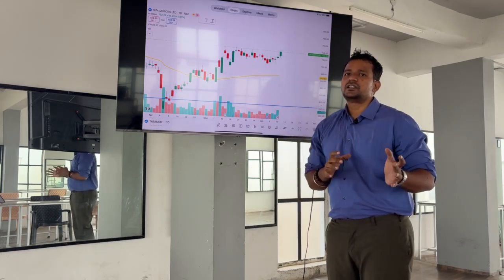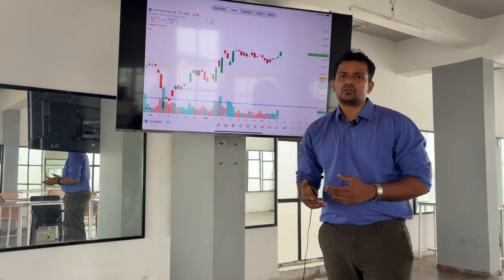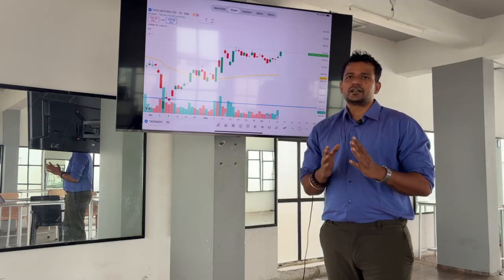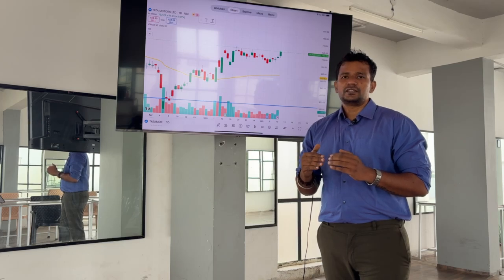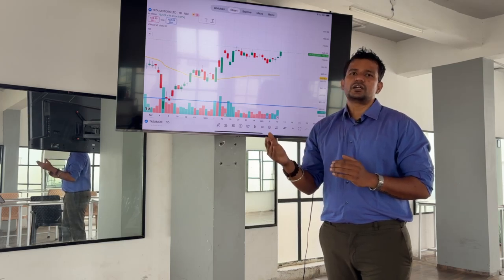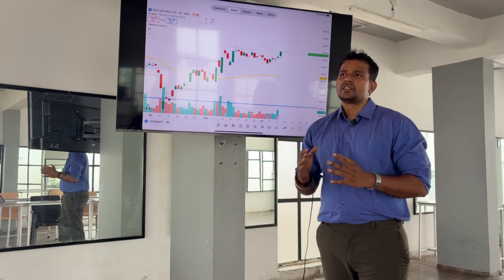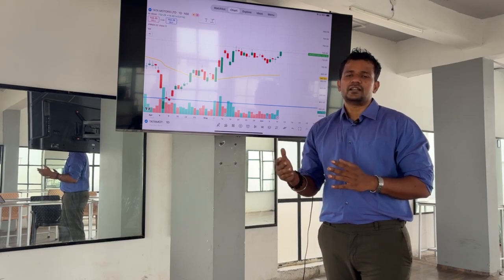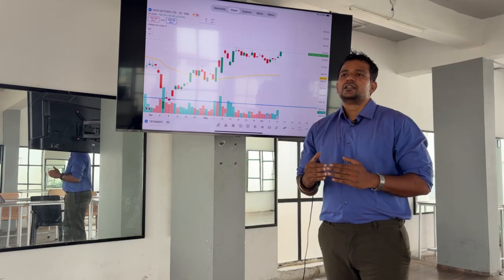So this is a basic introduction to candlesticks. When a candle is formed, it is either green or red. When the price closes above the price at which the market started on a day, we see a green candle. But in case the price has dropped from the opening of the day, then we see a red candle.